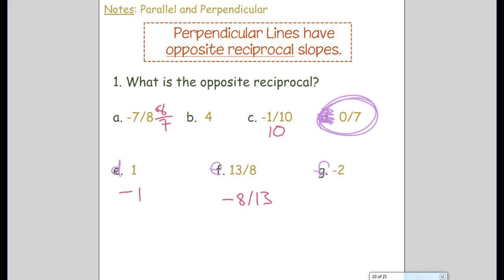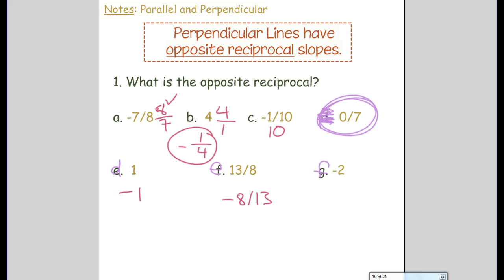We're learning. When I write the number 4, what is 4 as a fraction? What is it? 4 over 1. It's understood that it's over 1. What happens when you flip 4 over 1? What do you get? 1/4. So we're going to flip it and we're going to change the sign. The answer to B is -1/4.